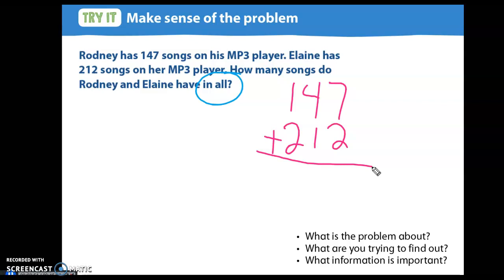So 2 plus 7 is? 9. And I always start on the right side, not the left. Do I have to carry anything? No, because it's a single digit. Okay, 4 plus 1 is 5. And then 1 plus 2 is 3. And that's all she wrote.